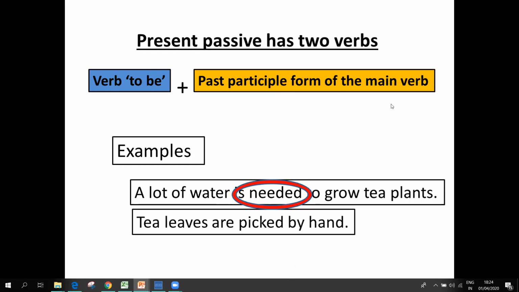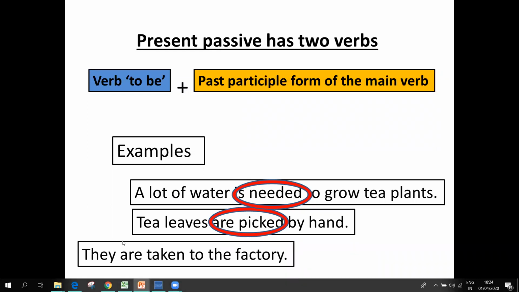Let's look at the second example. Tea leaves are picked by hand. Two verbs, verb to be and the past participle form of the main verb. And here, the is and the are match the subject. Is used for singular subject. Here it's the uncountable noun, and are is used for plural subject. Okay, another example. They are taken to the factory. How many verbs? Two verbs, be verb and the past participle.